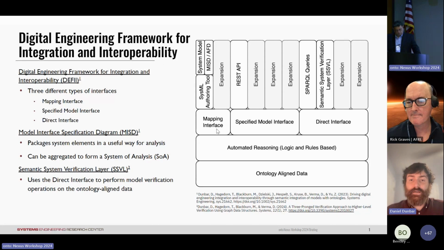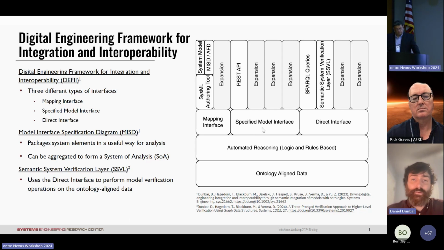The mapping interface is more of the traditional approach to interacting with ontologies and ontology-aligned data. It's taking from a tool and identifying in that tool how different parameters, different value properties align with the ontologies that you're working with. We have used SysML and system models to do a lot of that work, where we have tagged things with unique stereotypes that relate to classes in our ontologies. And that's how we program the ontology-aligned data. So it starts with the tool in question and then pulls the data in and maps it to the ontology.